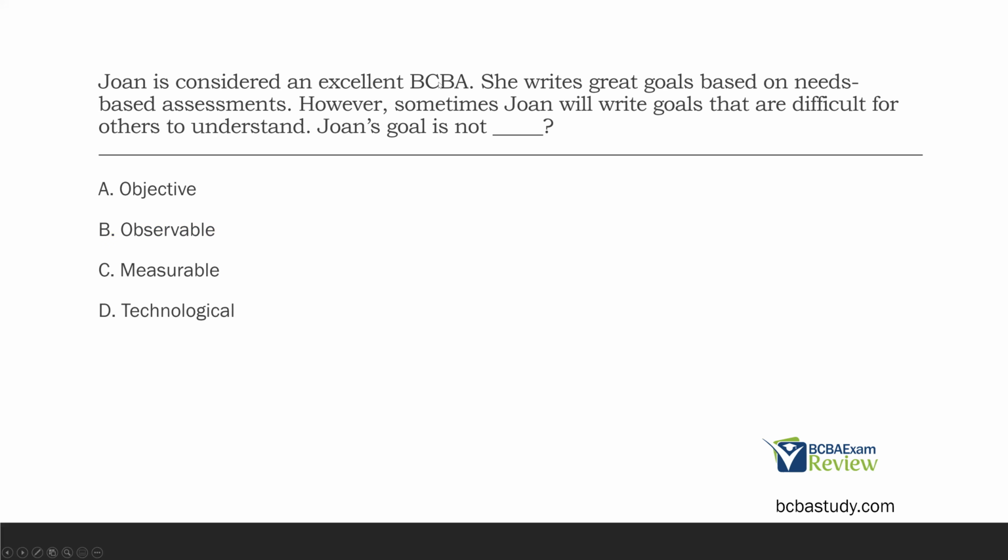Joan is considered an excellent BCBA. She writes great goals based on needs-based assessments. However, sometimes Joan will write goals that are difficult for others to understand. Joan's goal is not what? What is Joan missing here? She's an excellent BCBA, writes great goals based on needs-based assessments. What's the problem? The problem is when other people read her goals, they can't understand them.